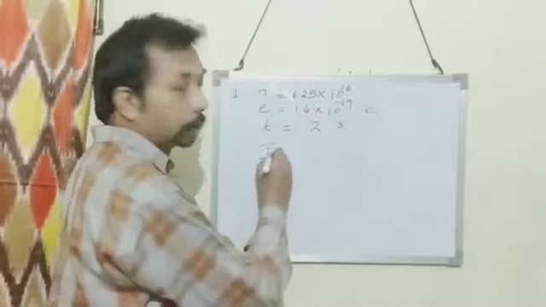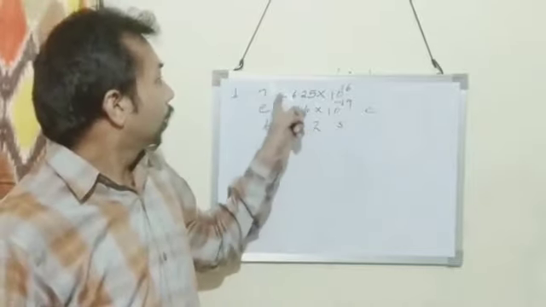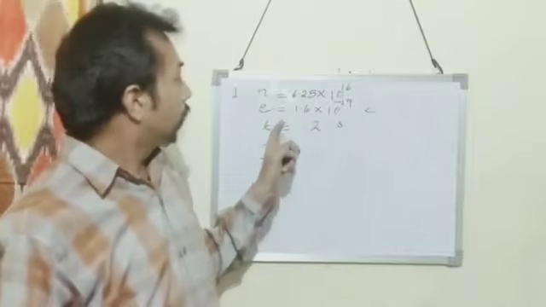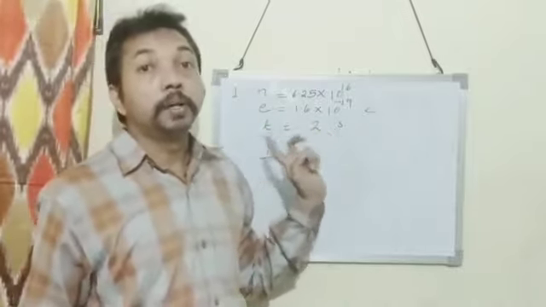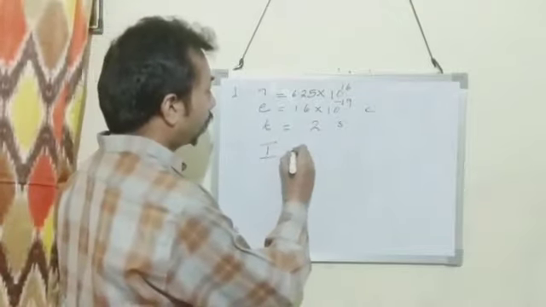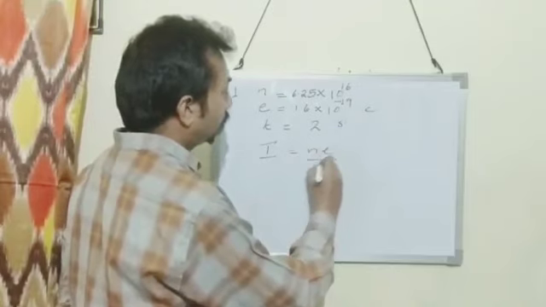We write the formula of current. So these things are given. Number of electrons are given, charge of one electron is given, and time is given. Then we have to find current. Which formula we will use? So we will use the formula I is equal to N into E upon T.